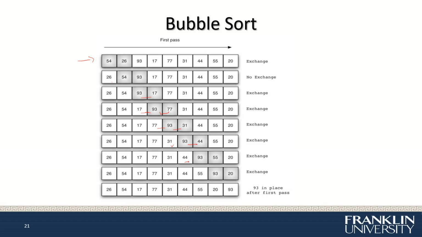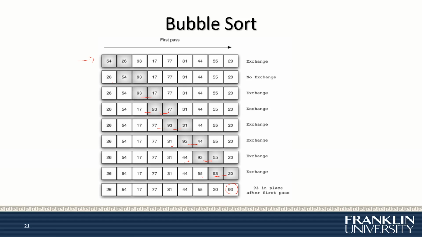So 93 and 44 swap, and now 93 compared to 55, they're not in order. So they swap, and 55 here, 93 here. Now compared to 20, they're not in order, and swap. At the end, you see that 93 is in the proper location. In this case, it's the end of the list.